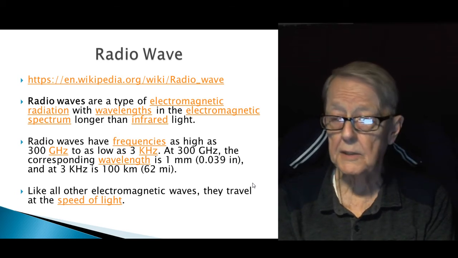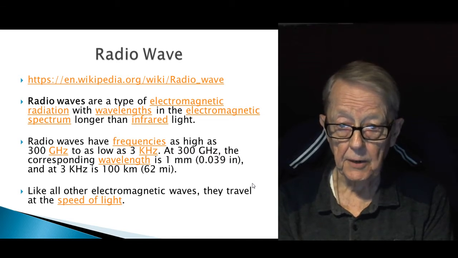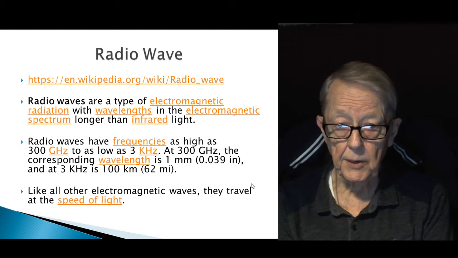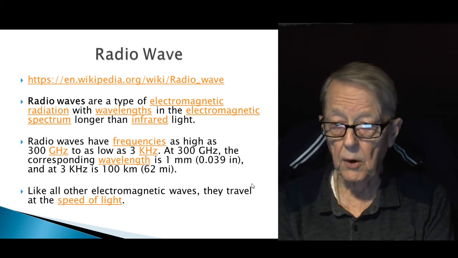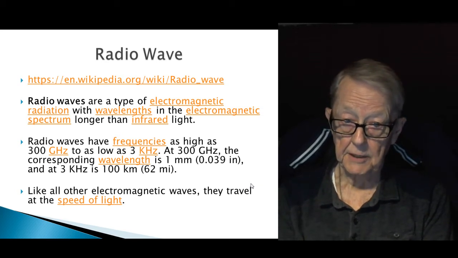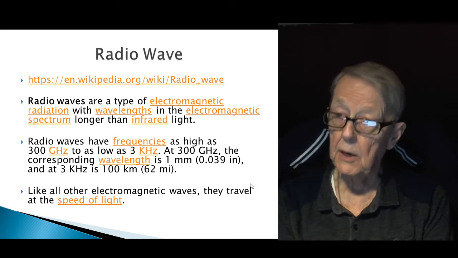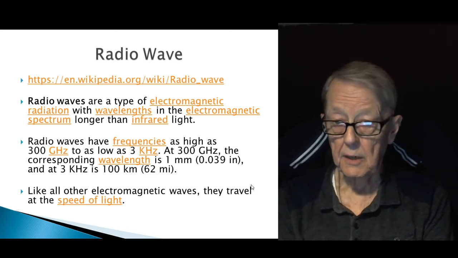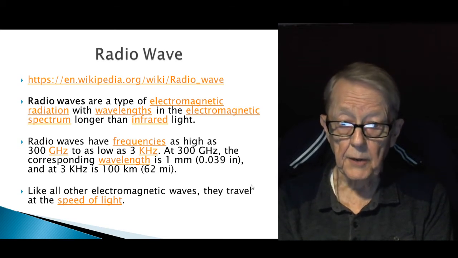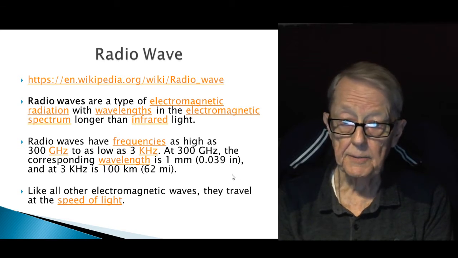They have frequencies as high as 300 gigahertz and as low as 3 kilohertz. And their wavelength, look at this, a wavelength at 300 gigahertz is only 0.039 inches, 1 millimeter, but it can be as far as 62 miles at 3 kilohertz. Can you imagine a wave of any sort being 62 miles? Like all other electromagnetic waves, they travel at the speed of light.